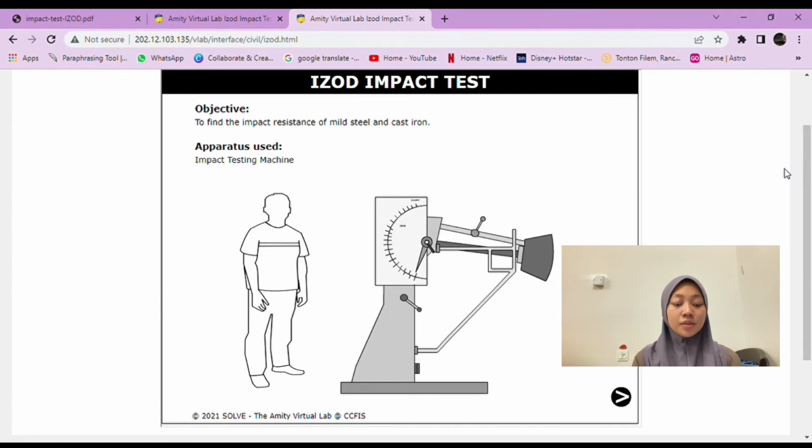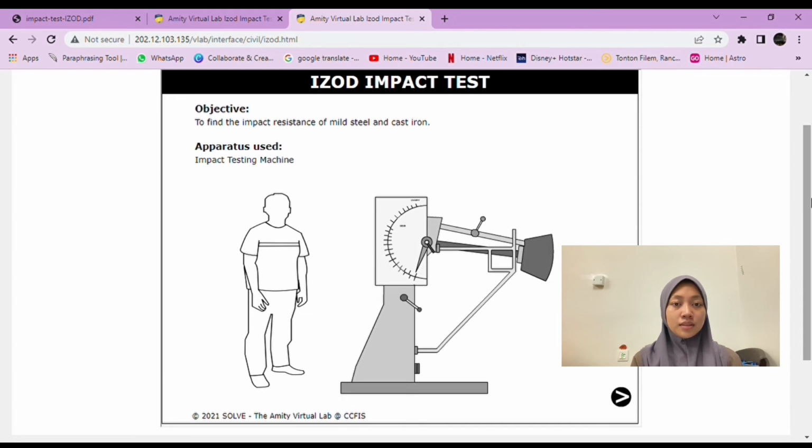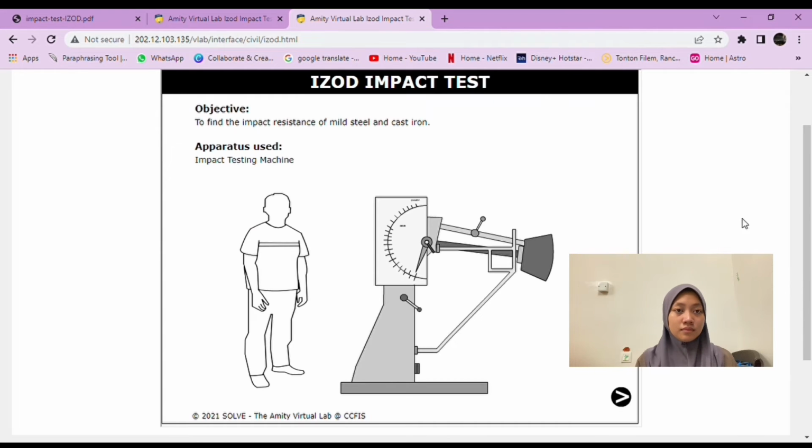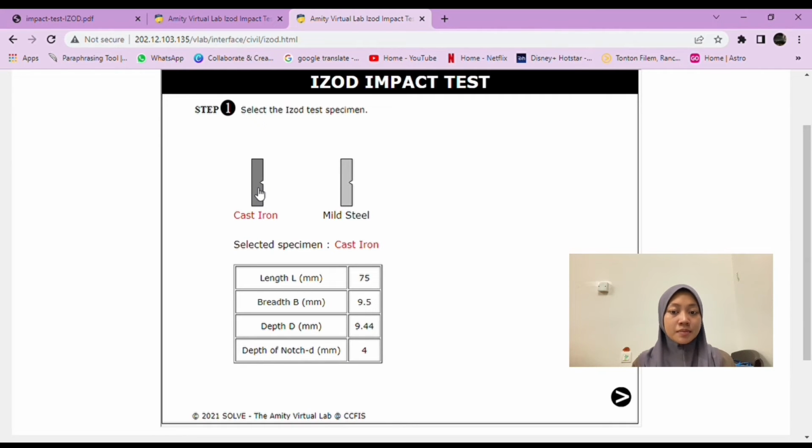So the experiment we'll do is the Izod impact test. The objective is to find the impact resistance of mild steel and cast iron. The apparatus used is an impact testing machine. Step 1, select the Izod test specimen. The specimen that we selected in this experiment is cast iron.